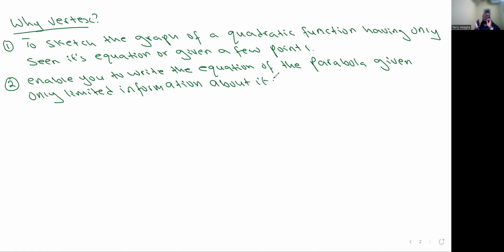So that means the vertex helps you to sketch, which is important. It will help you to sketch the graph. Put another color for that. So it helps you to sketch and also helps you to write down the what? The equation of the parabola, especially when you have limited information about it.